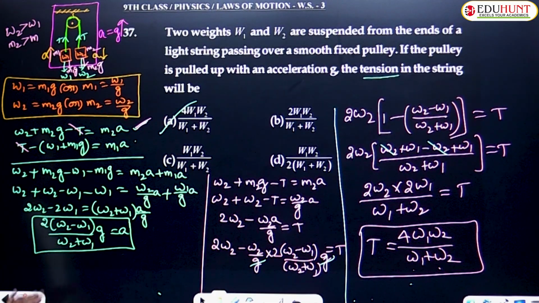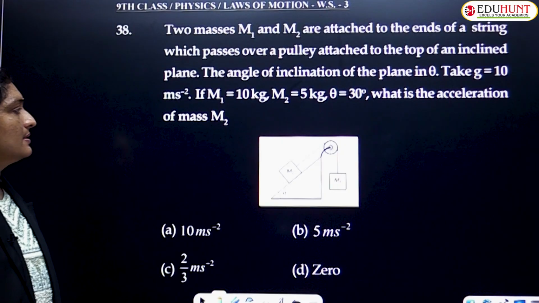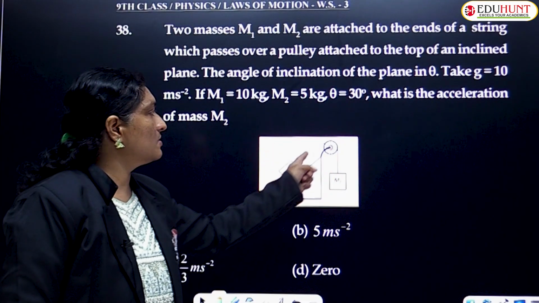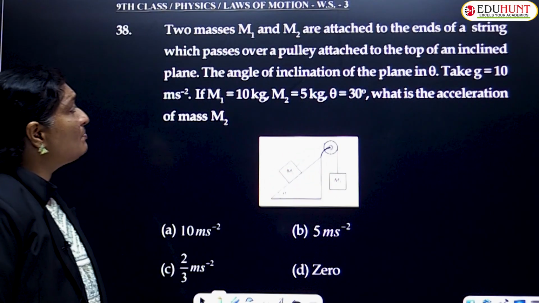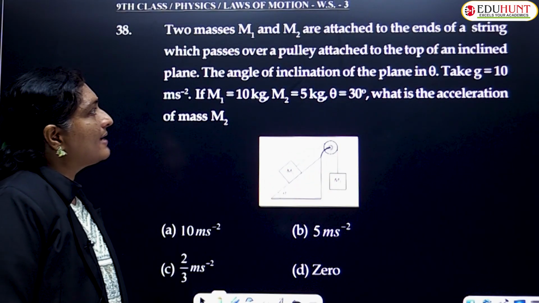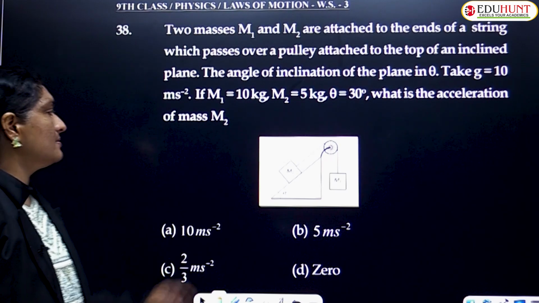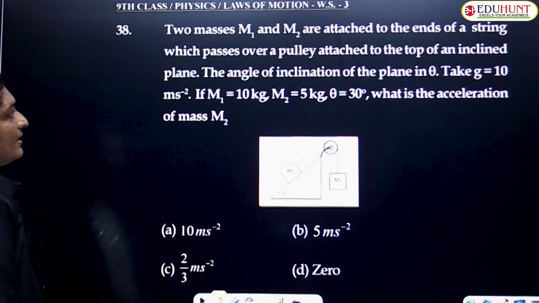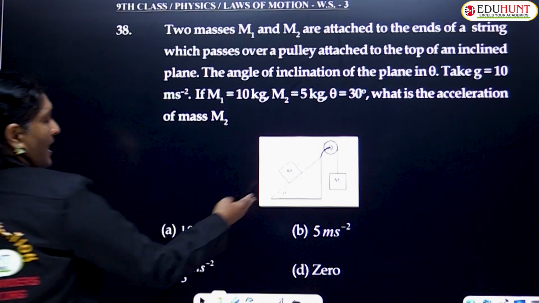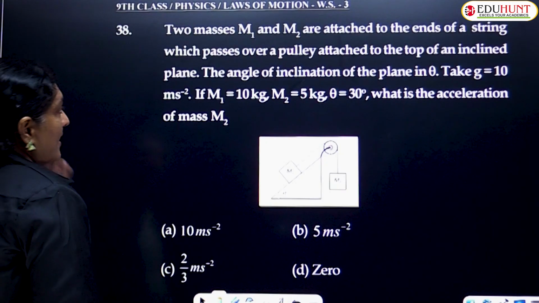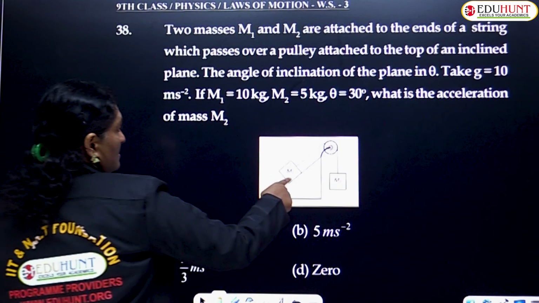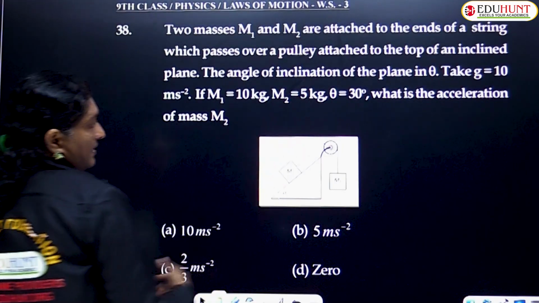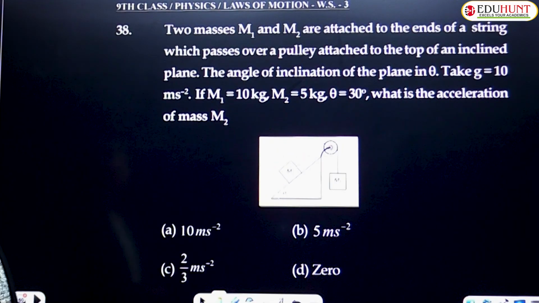Well, moving to the next question, 38th question. Two masses M1 and M2 are attached to the ends of a string. This is your string, which passes over a pulley attached to the top of an inclined plane. This is your inclined plane and a pulley is attached to the top of it. The angle of inclination of the plane is theta. So what is the angle given, children? Theta. Take G as 10 meter per second square, and the mass M1 is given as 10 kg, mass M2 is given as 5 kg, angle is given as 30 degrees. You are asked to find the acceleration of the system.